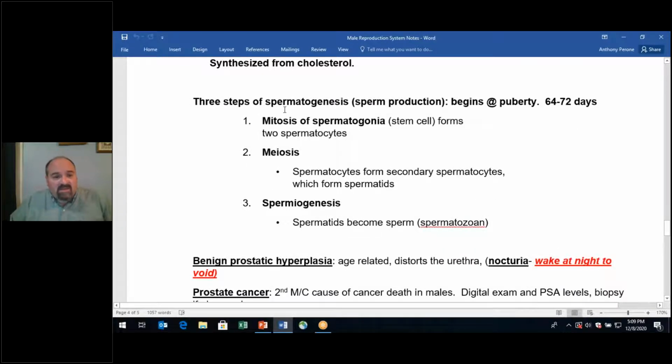Okay, as far as the 3 steps of spermatogenesis, there's mitotic division of spermatogonia, the stem cell for the sperm. Then we have meiotic division. So I remember I said to you that meiosis is involved in spermatogenesis. And then the spermiogenesis, we have the spermatids become the sperm, the spermatozoon, the mature sperm. So you're looking at a little bit over 2 months to take place regarding the production of sperm. And again, beginning at puberty.